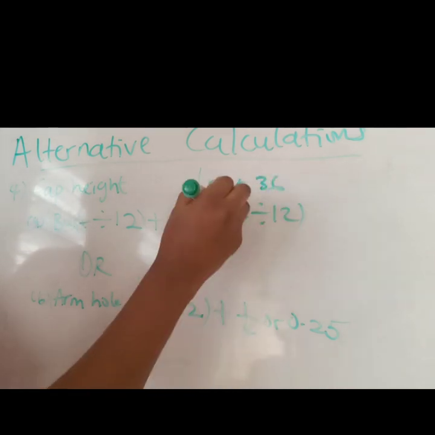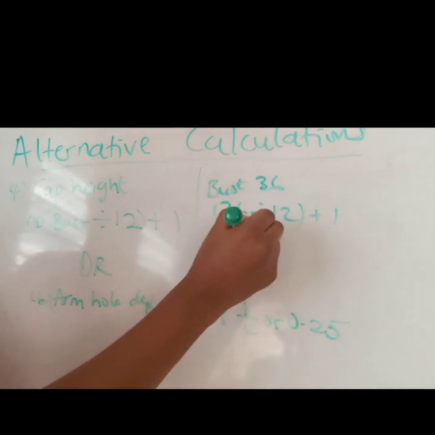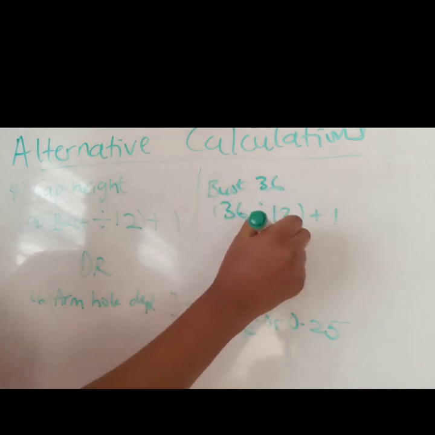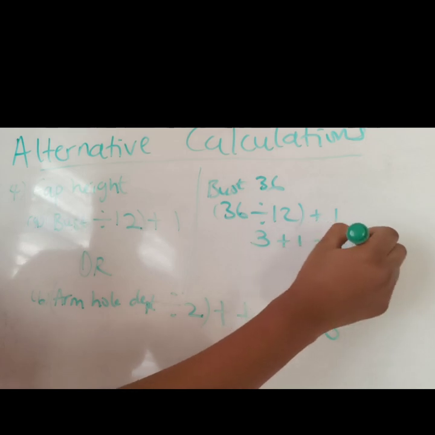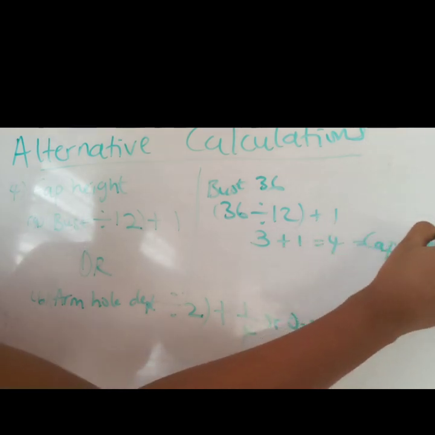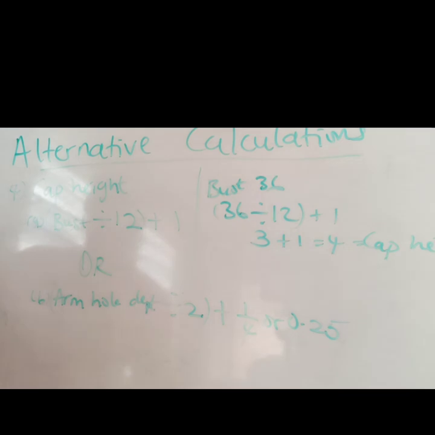Bust 36 divided by 12. 36 divided by 12 is 3. 3 plus 1 is 4. So this becomes our cap height. Okay.